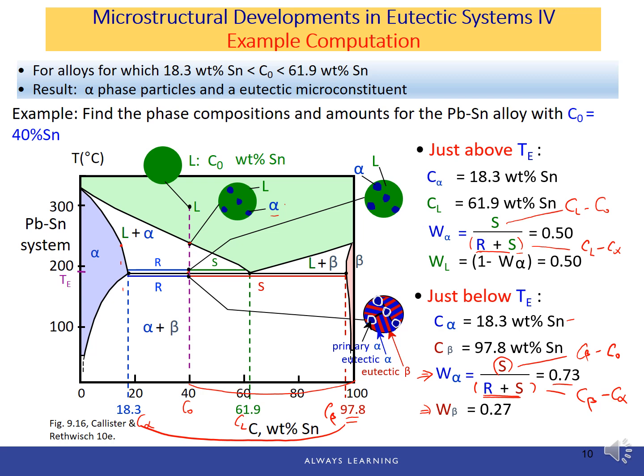And by the way, this alpha phase has two parts. One is the primary alpha, one is the eutectic alpha. So that's the overall alpha, including the primary alpha and the eutectic alpha. And both alphas have the same composition, which is 18.3. But one is formed from the initial liquid and one is formed from the eutectic liquid.